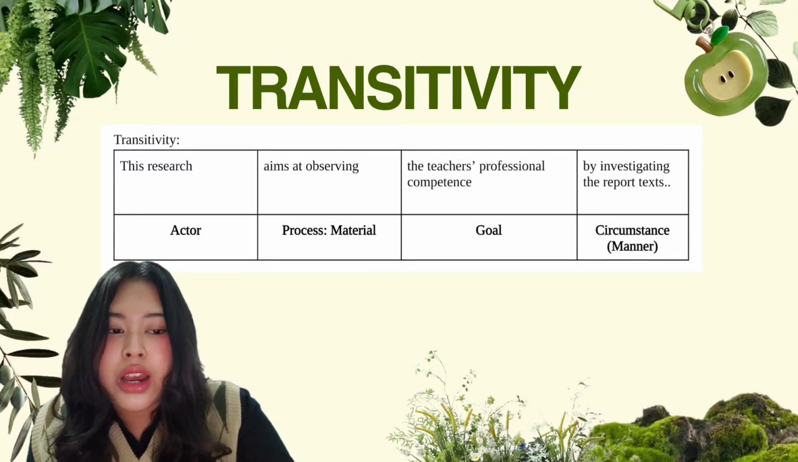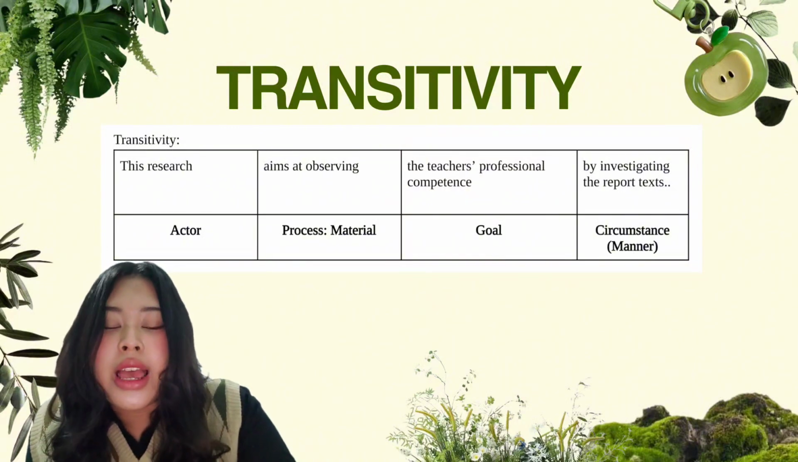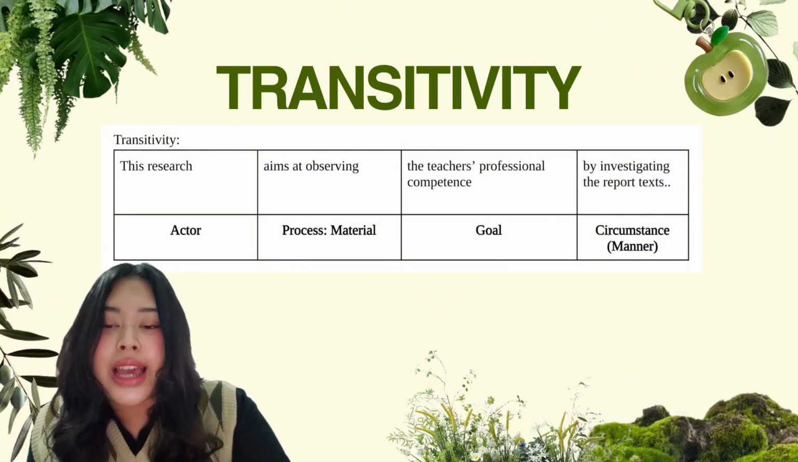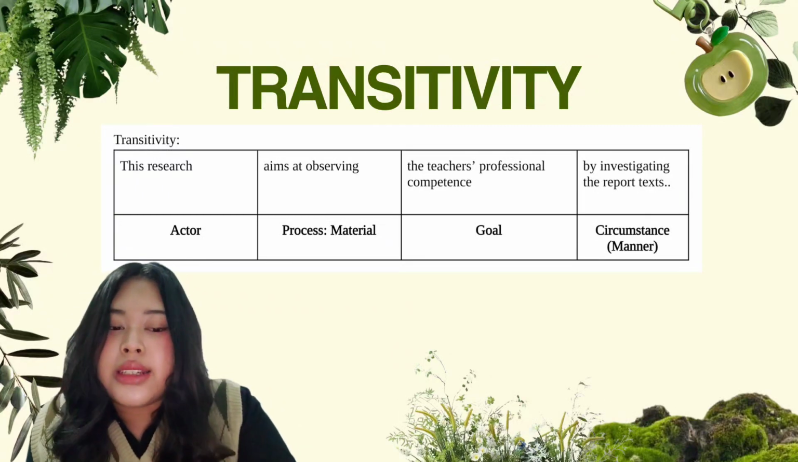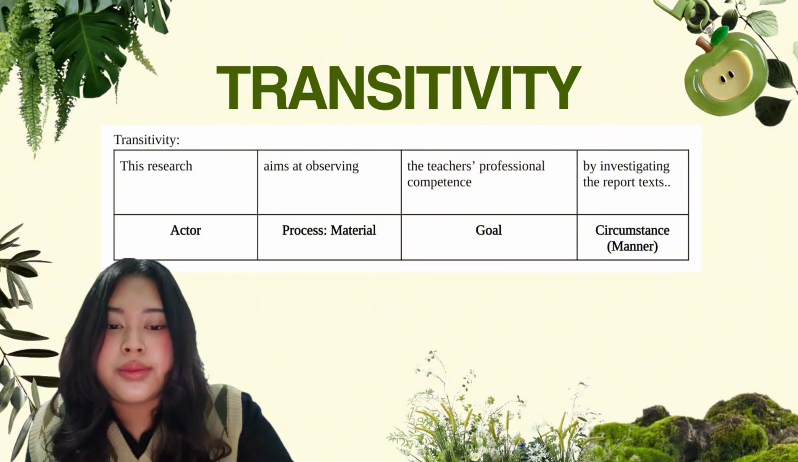And finally, we have a long phrase starting with "by investigating." This is a circumstance of manner because it answers the question, how is the research doing this? It does it by investigating report text.